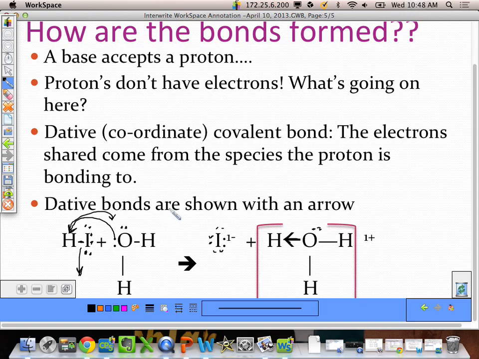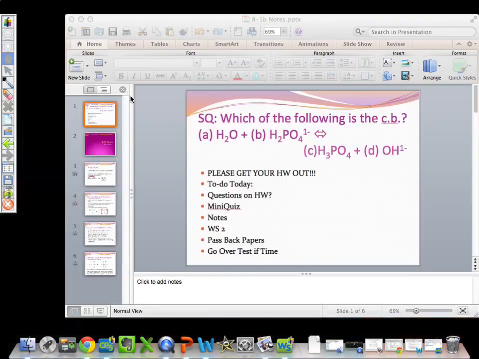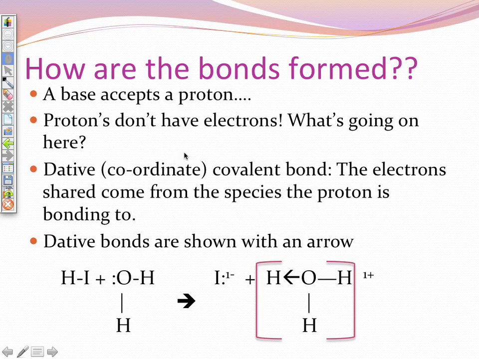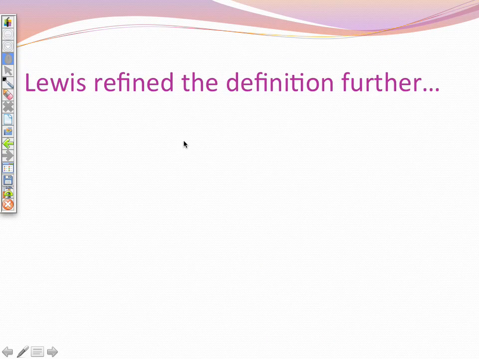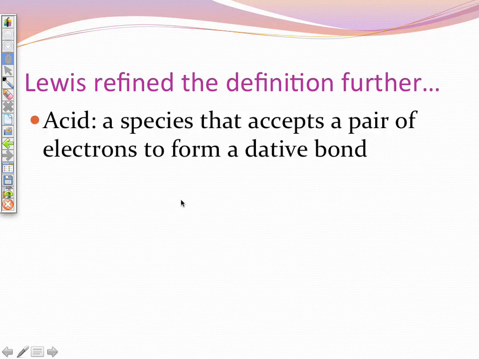So let's look at the Lewis actual definition. We've talked about how he recognized that there was a problem and how he was able to say, well, I've been doing these things with Lewis structures. How can I relate that? Let's actually say what the definition is. So he said, let's broaden the definition. Let's make it work for more things. An acid is a species that accepts a pair of electrons to form a dative bond.